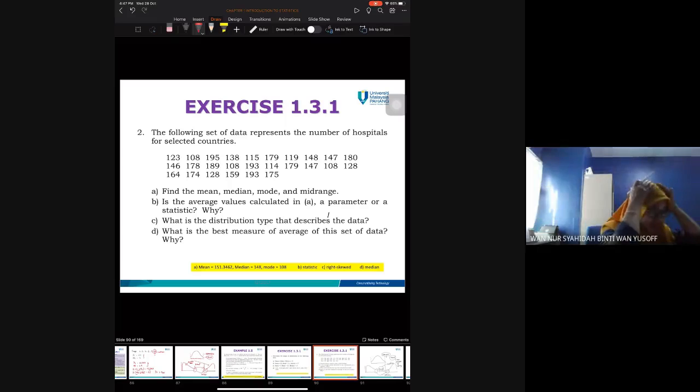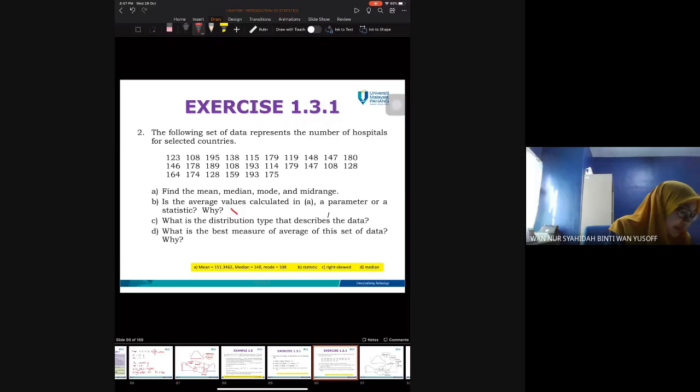Okay, we go to exercise 1.3.1. Find the mean, median, mode, and mid-range. That one I leave to you, just a simple calculation here. So we go to the interpretation. Is the average value calculated a parameter or a statistic?